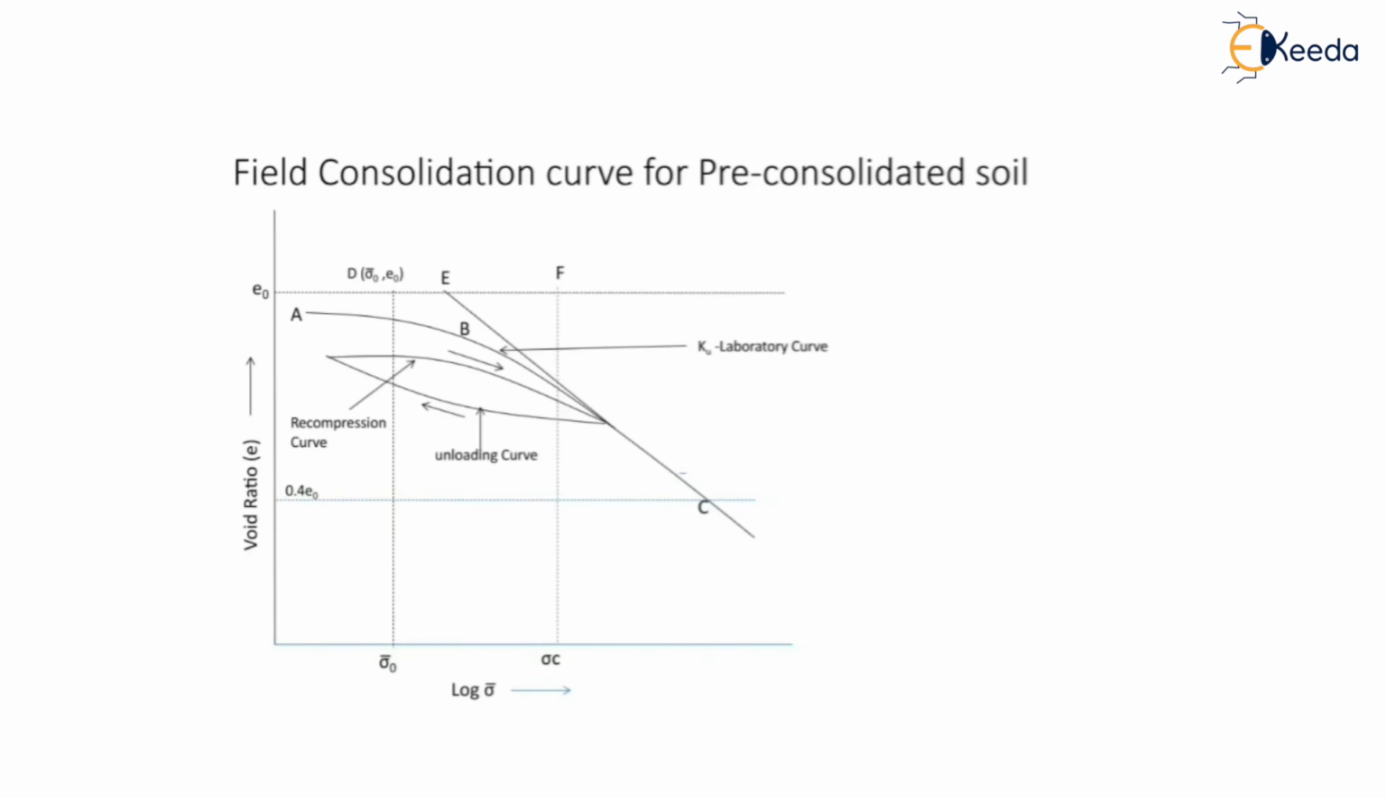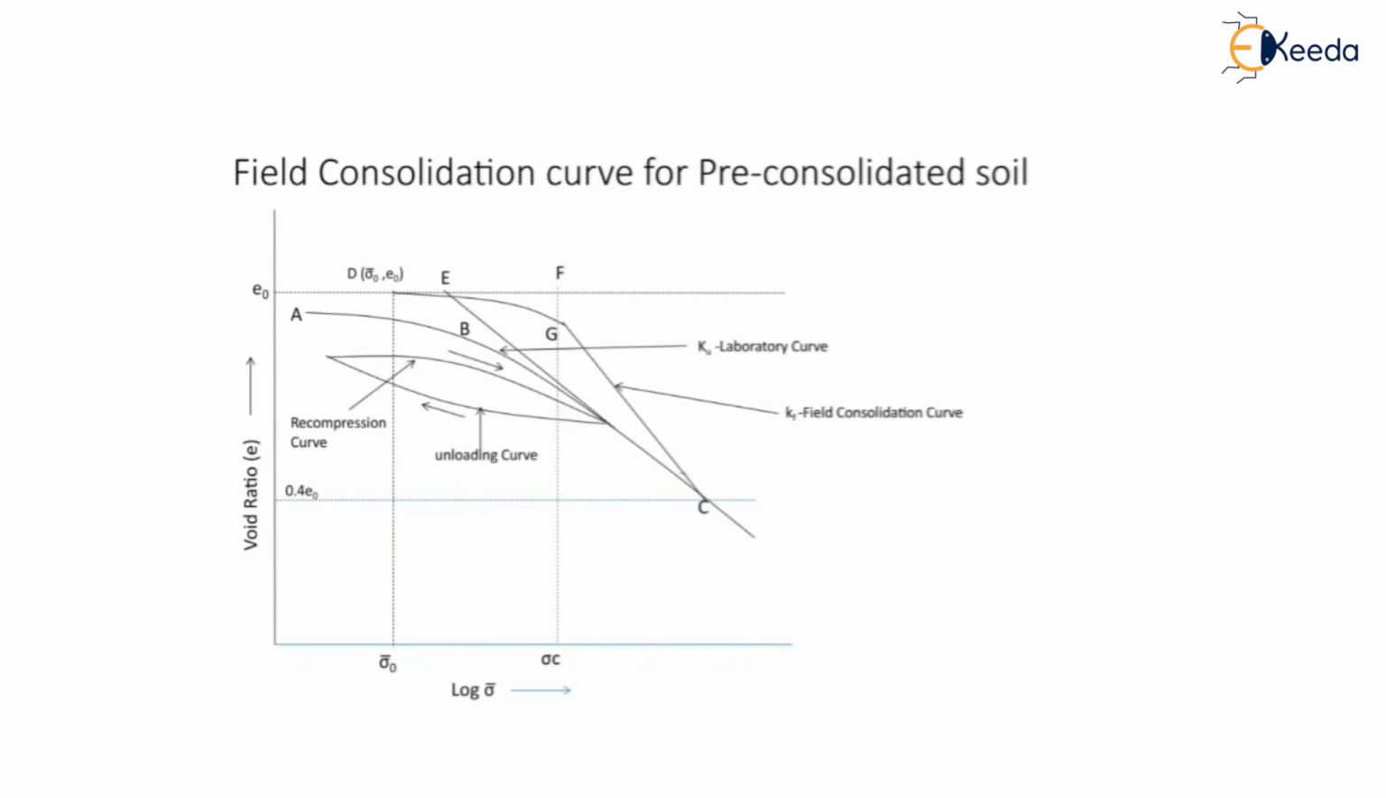It is obvious that there is recompression of the soil from a pressure of sigma naught bar to the pre-consolidation pressure sigma C bar. A smooth curve DG is drawn parallel to the recompression curve. It intersects the vertical at sigma C bar at point G. Now point G and C are connected by a straight line. So the curve DGC represents field curve. It is denoted as KF.